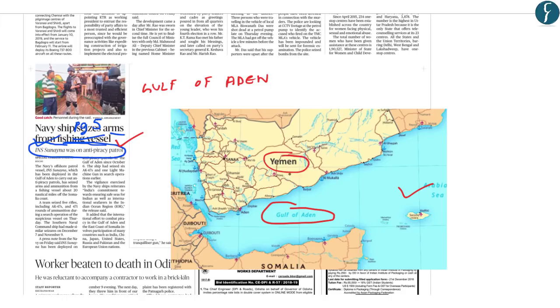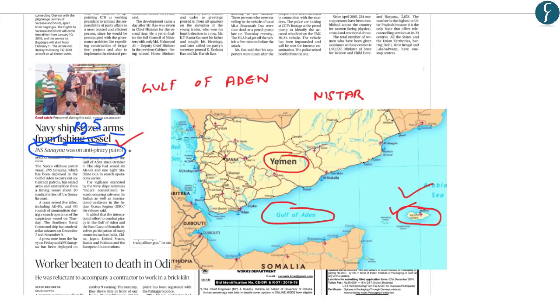Further, you should note that this vessel was used in Operation Nistar, and it was sent to the Socotra island which is located off the coast of Yemen. And this Operation Nistar was related to the evacuation of Indians who were stranded due to a cyclone on this island.